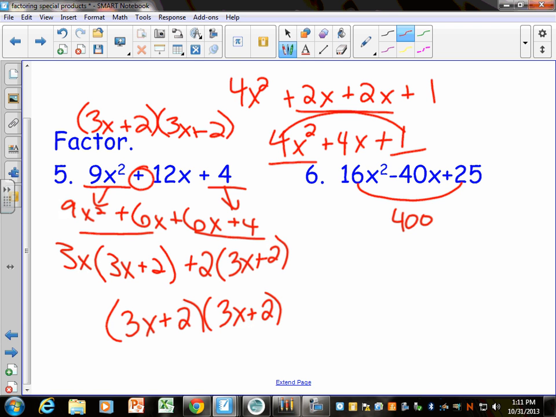You could do it, but you could also say, is 16 a perfect square? Yes. Is 25 a perfect square? Yes. So what if I didn't do it this way and I just made my two parentheses? Because that's terrible and that's not what we taught. But this is a special case. That's why they're called special products. What multiplies to give you 16? 4x and 4x. What multiplies to give you 25?